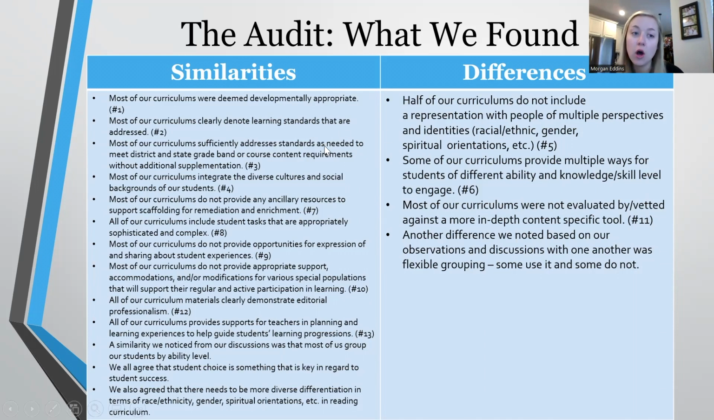For our similarities, we saw that in 1, 2, and 3, most of our curriculums were meeting the standards and were lining up. They were true systemic curriculums that were lining up to the state course of studies and pushing students to meet those benchmarks, which is what true systemic curriculum is. We saw that most of our curriculums integrate diverse cultures and social backgrounds of our students, which is a good thing. That is showing students that there are different viewpoints and that there are different backgrounds that people can come from and that we should be reading about them.